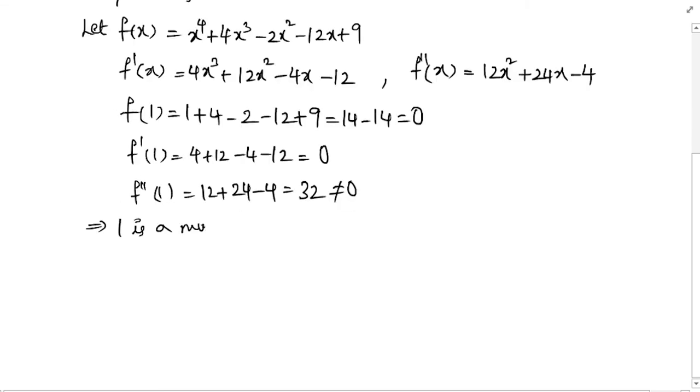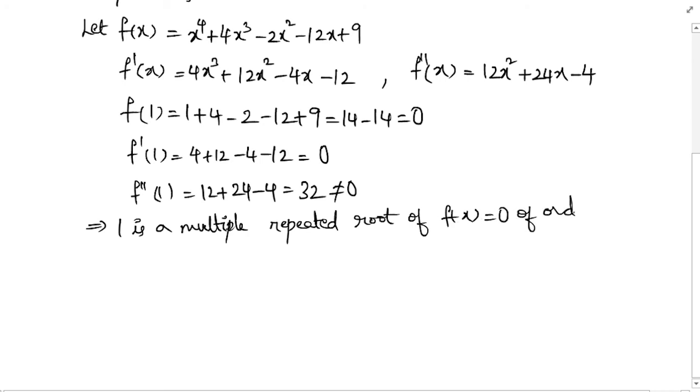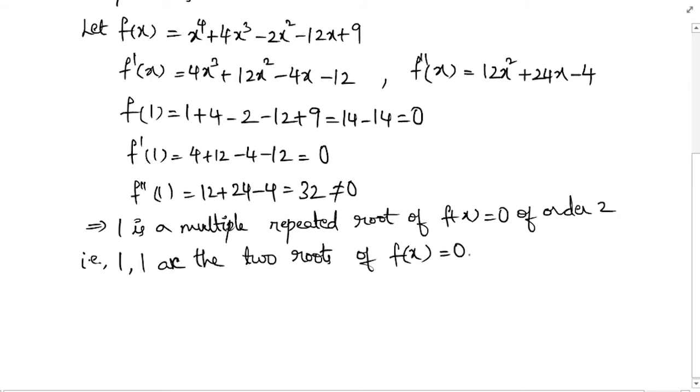So that means 1 is a repeated root of f of x is equal to 0 of order 2. So 1 and 1 are the two roots of f of x is equal to 0. Now we'll find the other two roots using synthetic division.